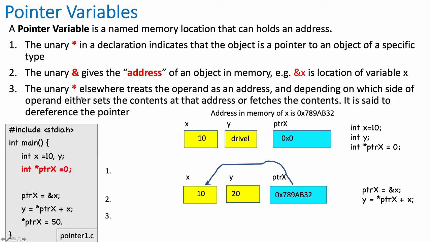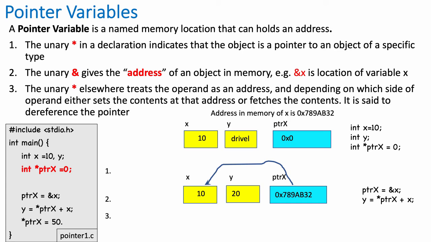Now, the unary ampersand gives the address of an object in memory. So what I'm doing here is saying that pointer x is equal to the address of x. Remember, x is that memory location given by this hexadecimal number, and what this line is doing is just setting the variable to have that value.